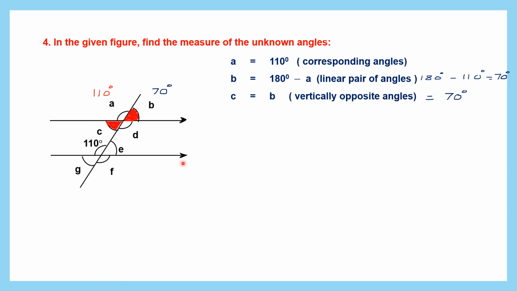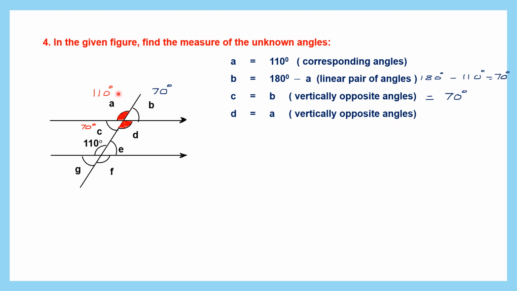So now we have found angle A is 110, angle B is 70 degrees, angle C is 70 degrees. Now let's go to angle D. Now it's easy to find angle D because we know B, we know C, we know A. So we can use any one of these angles to find angle D. But the easiest will be angle A because they are vertically opposite and vertically opposite angles are equal. So angle D is equal to angle A because they are vertically opposite angles.